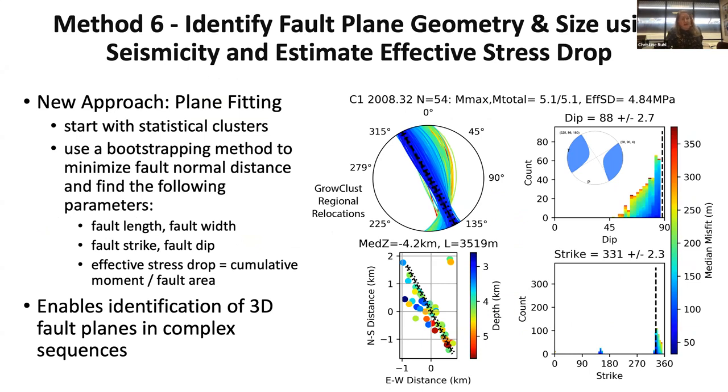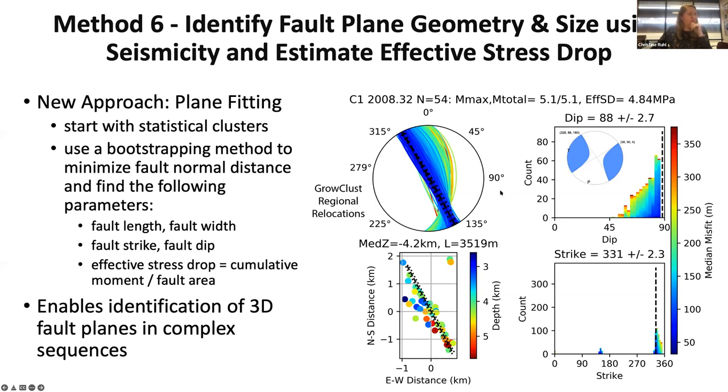Another way that I'm identifying fault planes is by applying a bootstrapping approach. Like I mentioned, I apply a clustering algorithm and I get all of these clusters of seismicity. And then with each one of those clusters, I apply a bootstrapping approach where it kicks out some of the data. So you can see there are some rogue events in this cluster over here, this green and orange one. So it will randomly kick out some events and try to fit it. It does that 500 times, and then I try to get the best fit.